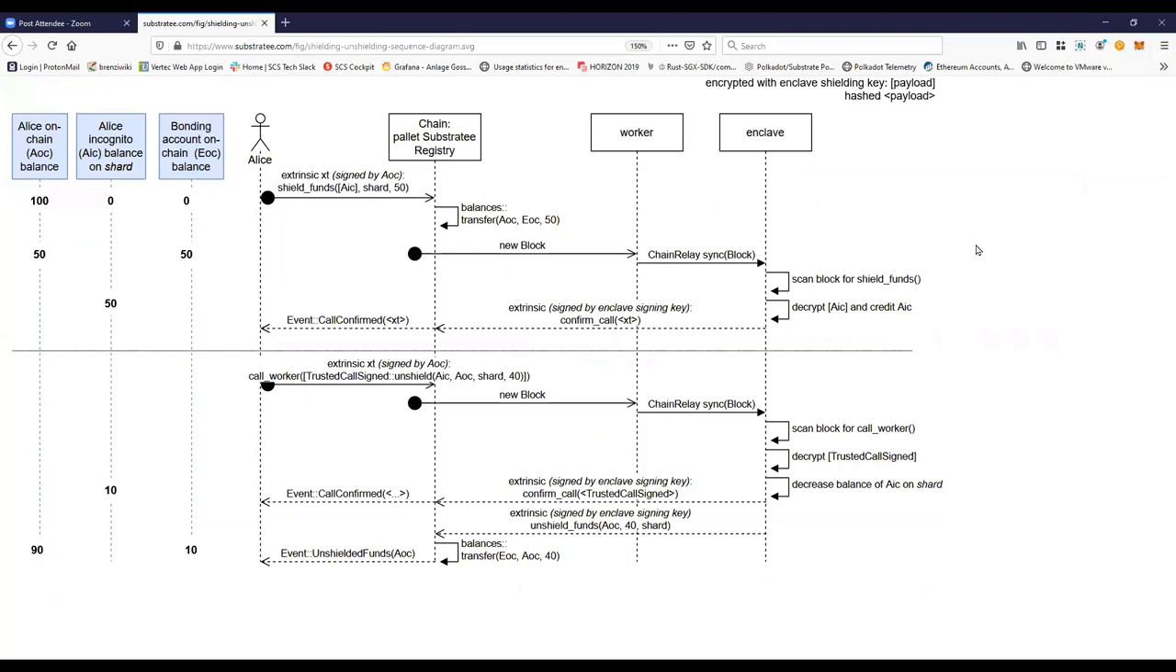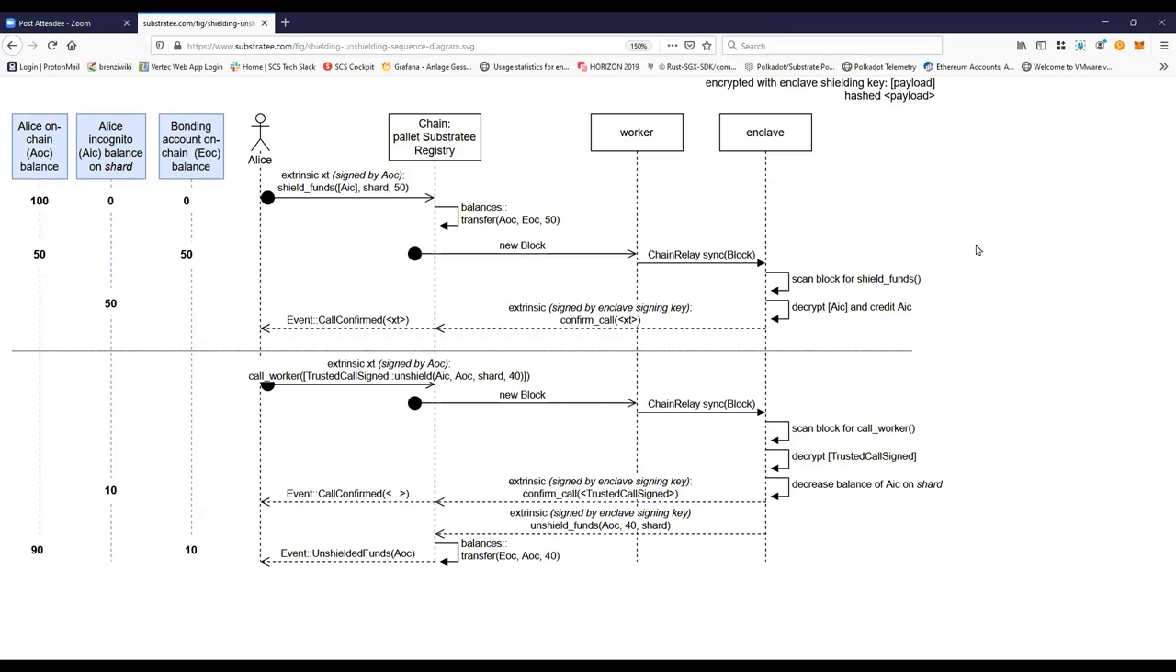Okay, so you have Alice, you have the chain, which is our pallet, the SubstraTEE registry, and then you have the worker, which is untrusted, and the enclave, which is trusted. As I said previously, Alice has 100 tokens on chain. And she has two identities. She has an on-chain identity, which is AOC, and she has an incognito identity, which is AIC, on the shard.